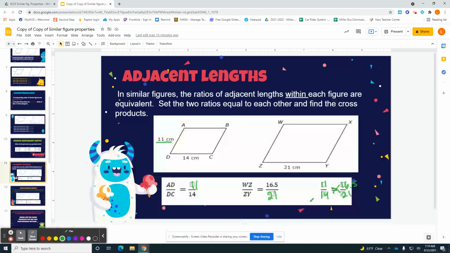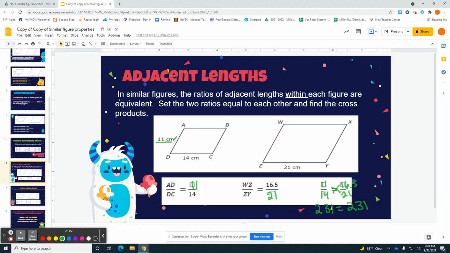All right, when you multiplied 11 times 21, you should have got 231. So what did you get for 14 times 16.5? Okay. Did you get 231 also? Yes, that is correct. So these are equivalent or corresponding sides. They're proportional. Okay. So that's what we mean by corresponding sides are proportional.